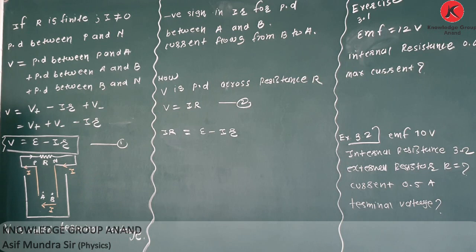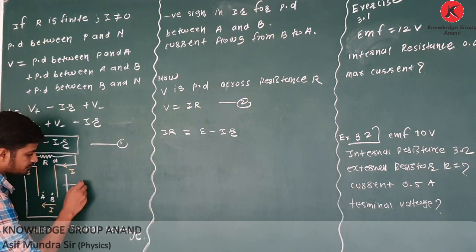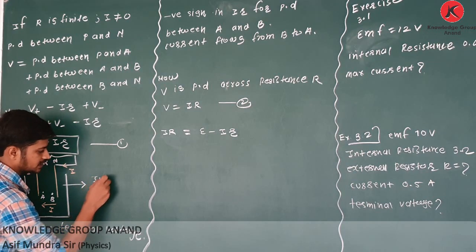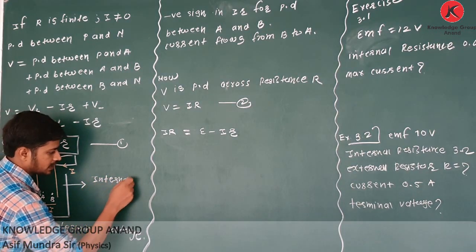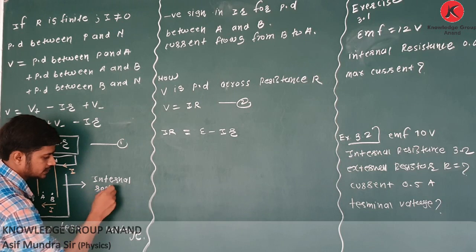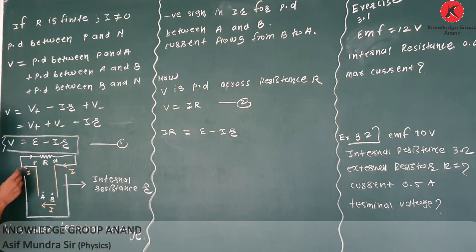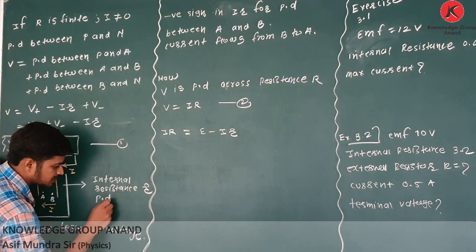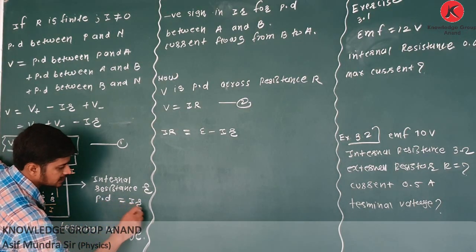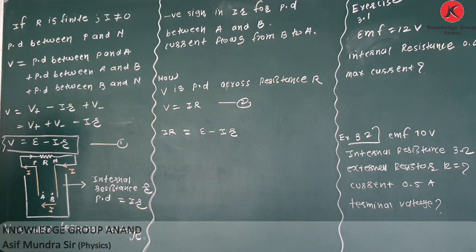Why minus IR? First of all, what is potential difference? This is the internal resistance of the cell, and the current flowing from the circuit is I. So in this direction, the current flowing is I. So what is the potential difference between points A and B? Yes, it is IR.